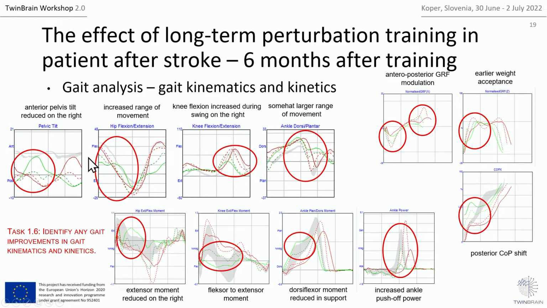What we also notice is that the range of movement in the hip joint increased, and because the pelvis is no longer tilted in the forward direction to such a large extent as it was before the training, we noticed that the large extensor moment in the hip joint that was previously needed to keep the pelvis and the torso in the upward direction is no longer needed.